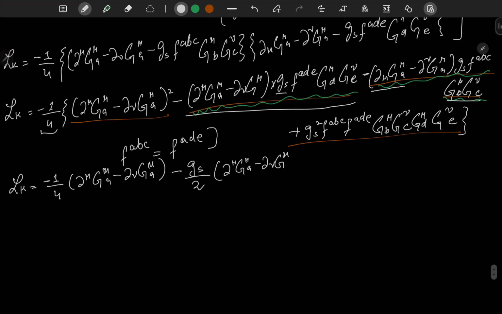of f a b c. Now using that property, g mu of b, g mu of c plus g, now the term with the gs square, and multiplying -1/4 will give us a b c f a d e.